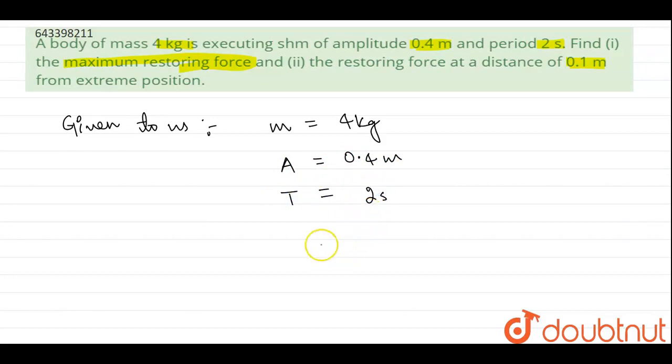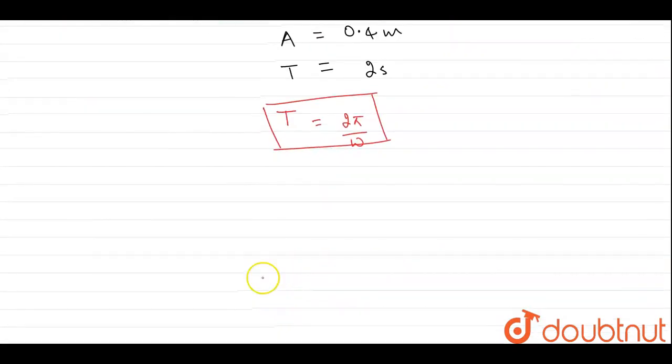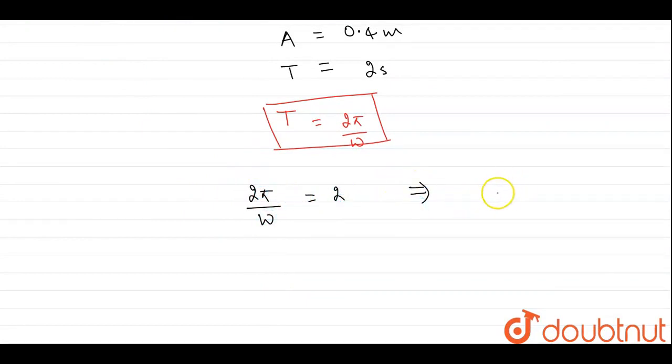So we can also write time period T as T is equal to 2 pi by omega. From this formula, T is equal to 2 pi by omega, we can write 2 pi by omega is equal to 2. So this will imply omega is equal to pi. This is our first result.